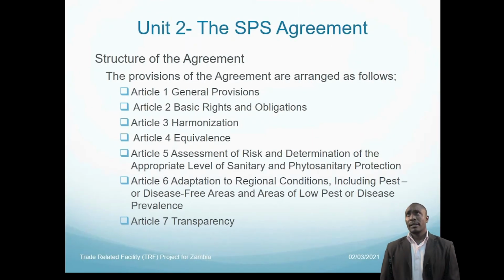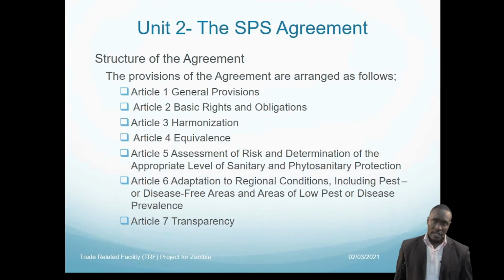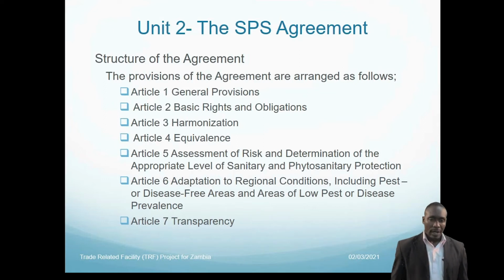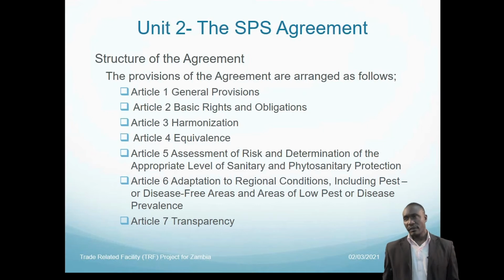So, in trying to wind up the introduction to the SPS agreement, we want to also look at the structure of the agreement itself. How is it set out? So you have provisions that are arranged in articles. Article 1 will have the general provisions. In the general provisions, you are basically just highlighting what this agreement is about, what it has in the general agreement.